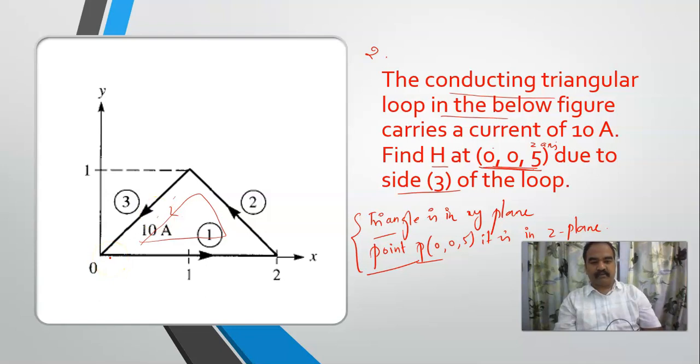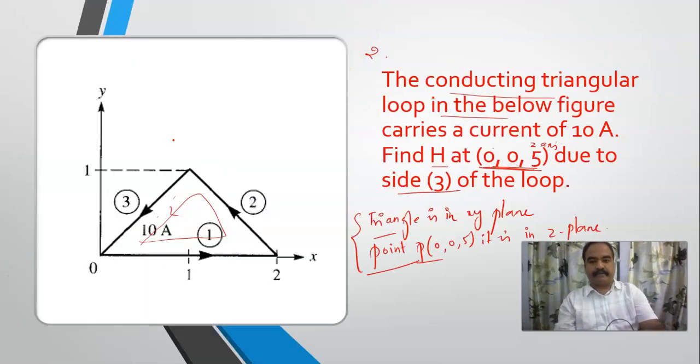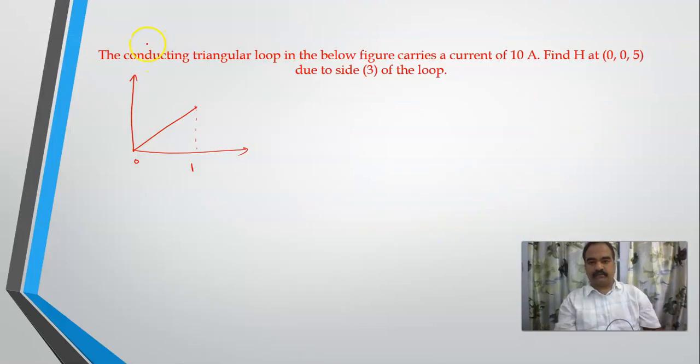Okay. So let me draw the figure again. So there is an XY loop and there is a point. This is 0, this is 1. And this is also 1. Okay. So there was a triangle here, but I am concerned only about my side number 3 here, and it is carrying 10 amperes current. And so this point will be (1, 1), right? This is the Y axis, this is the X axis, and this will be my Z axis, right?